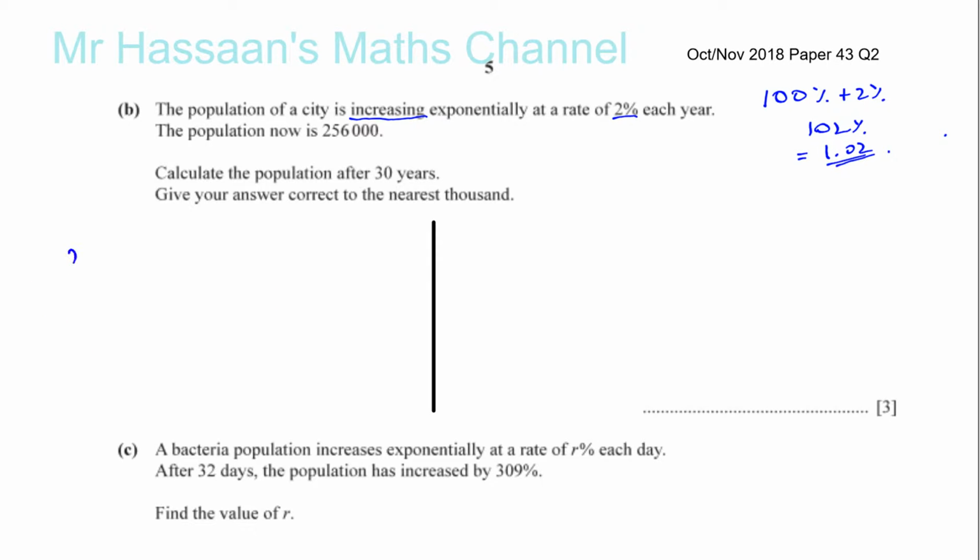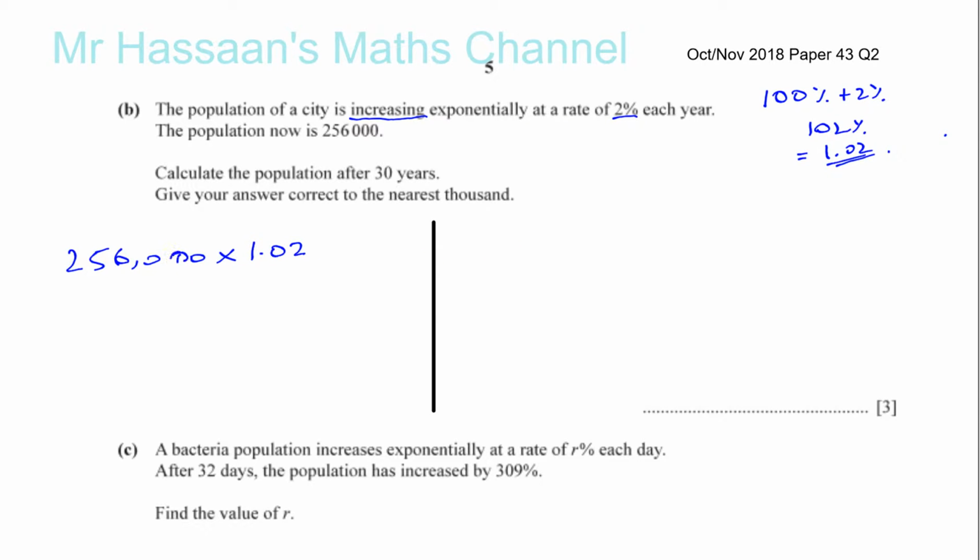Now the original population is 256,000. Okay, that's going to increase by 2%. So you put times 1.02, but not just once, 30 times. Every year it's going to increase. And then the next year is going to be 2% more than it was the last year, and then 2% more than it was the last year, altogether 30 times.